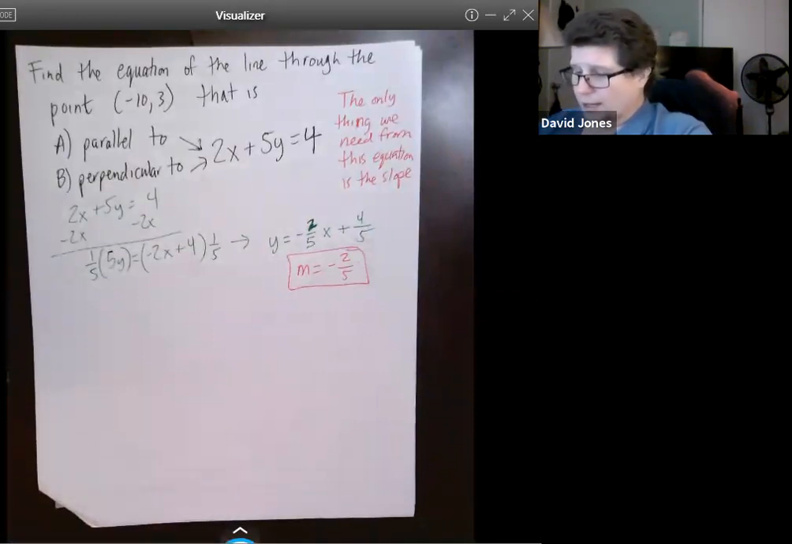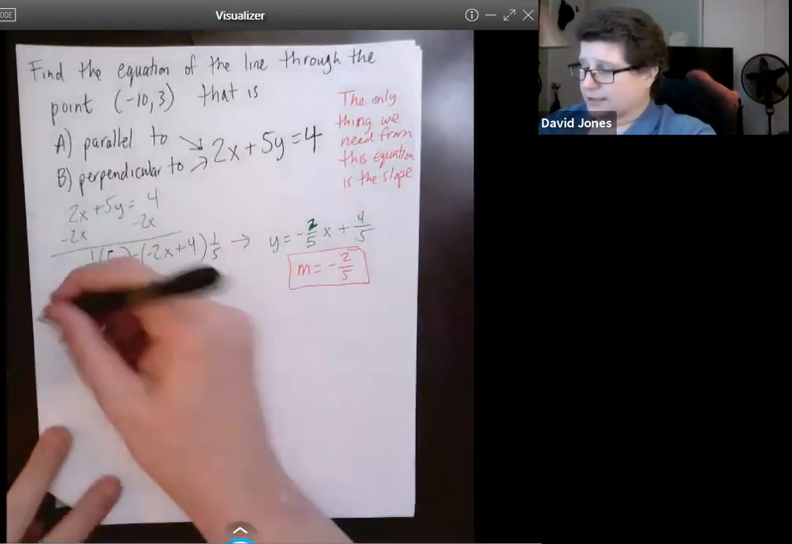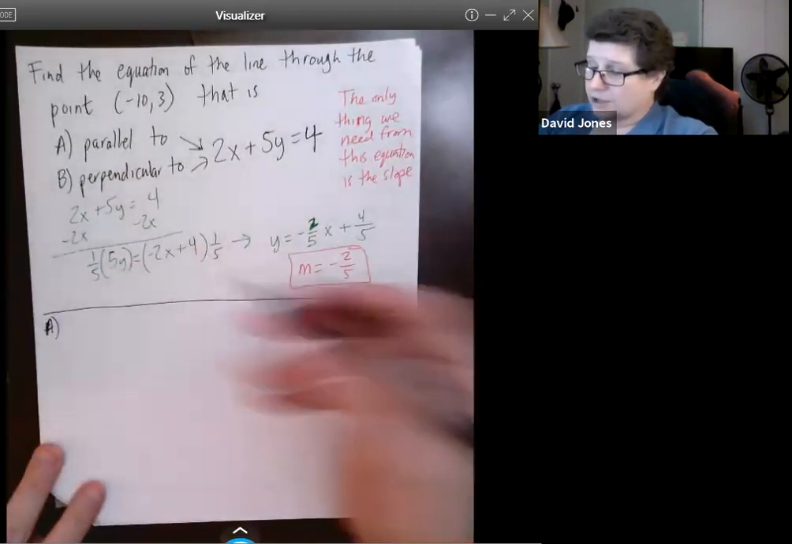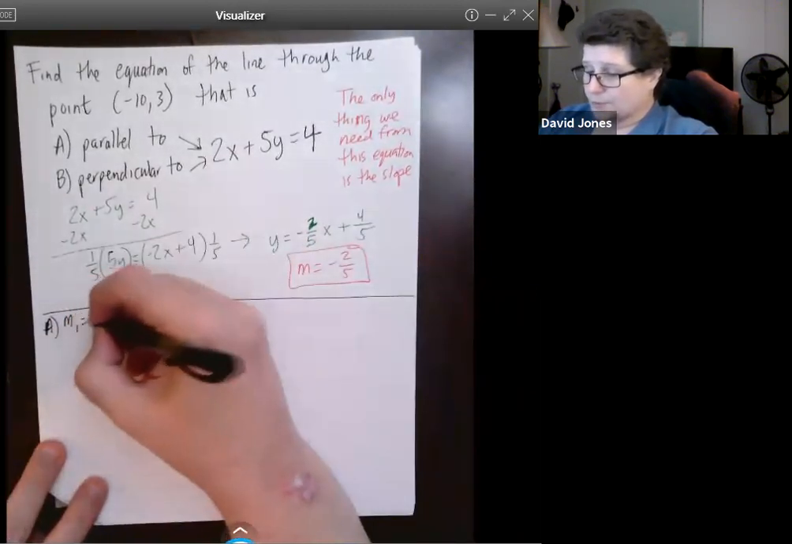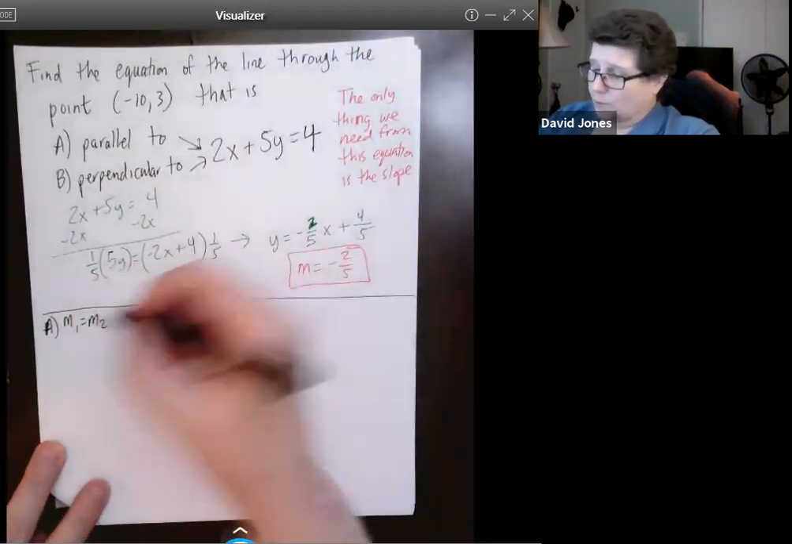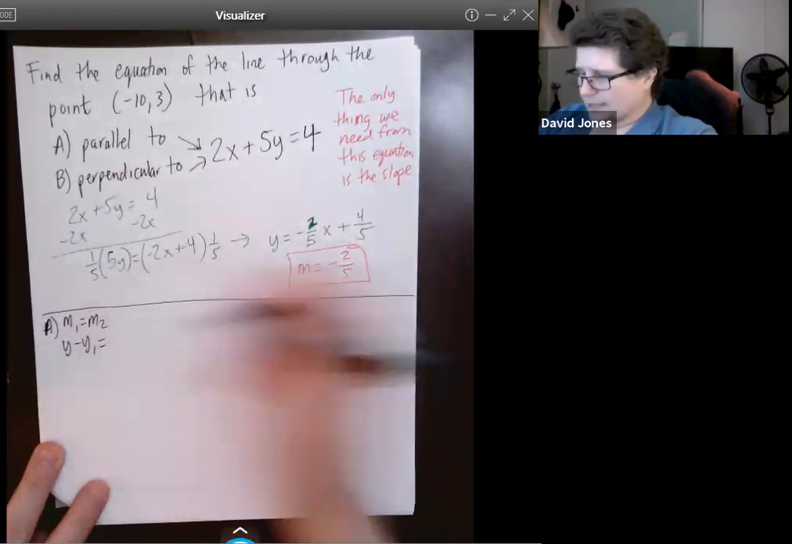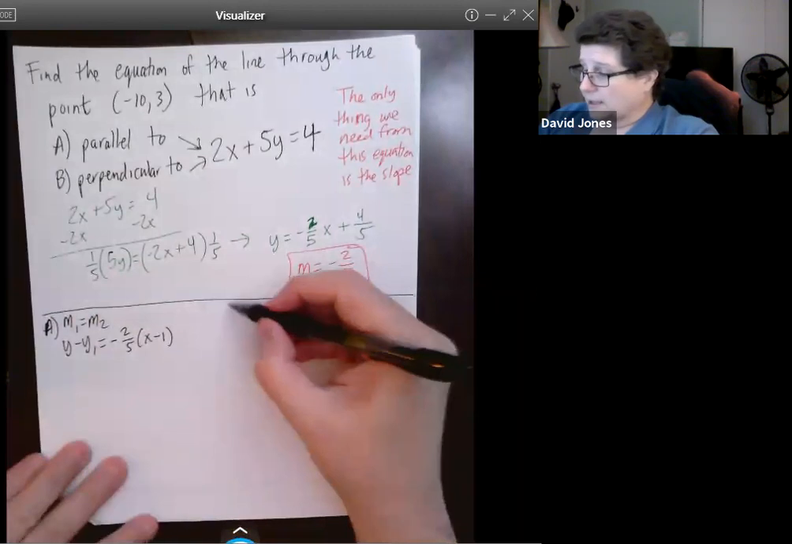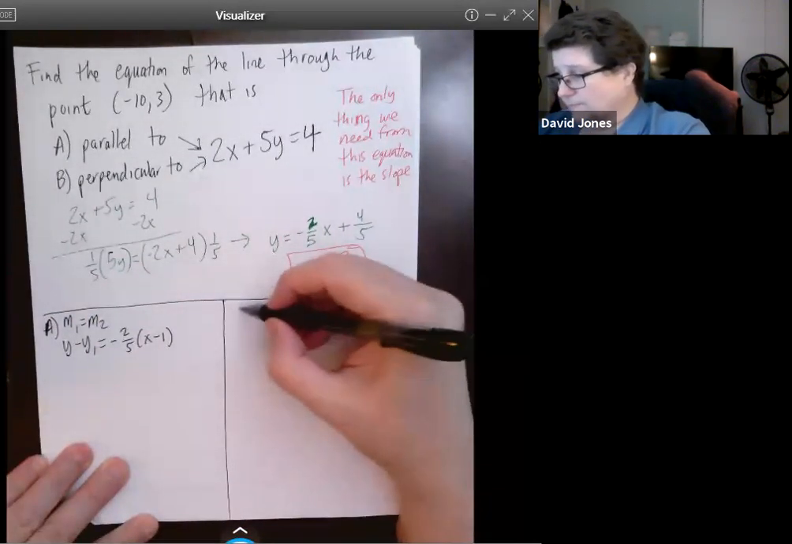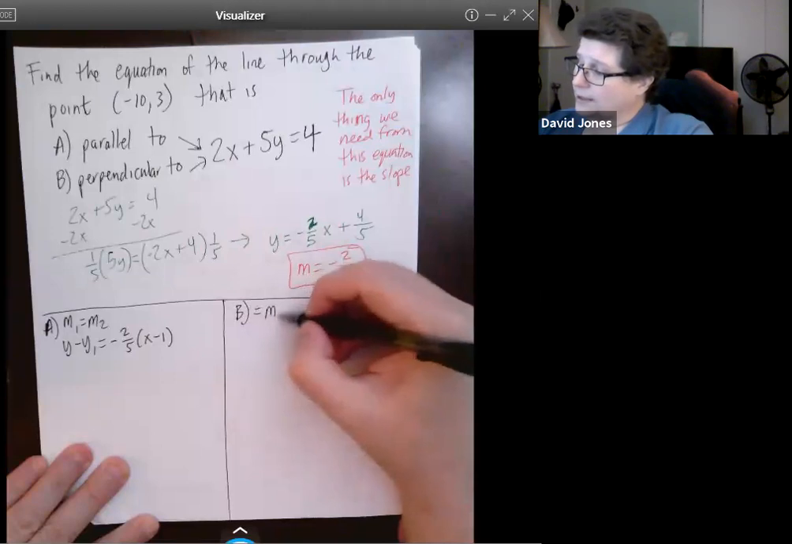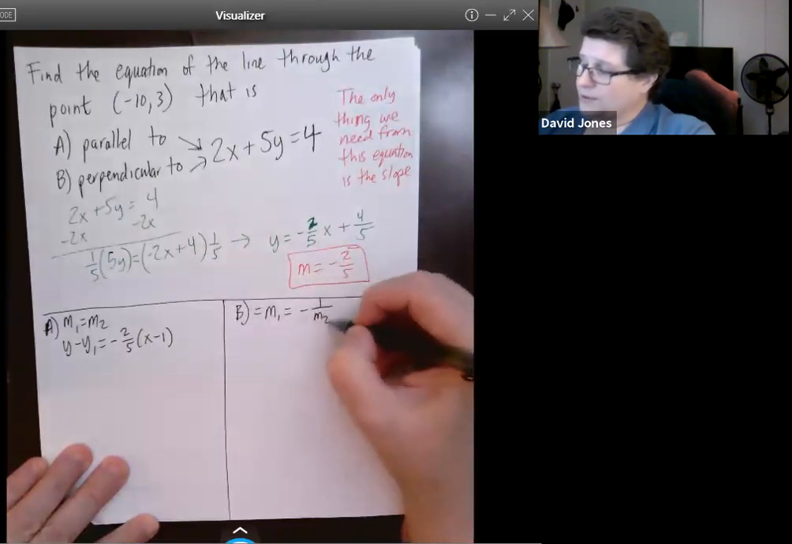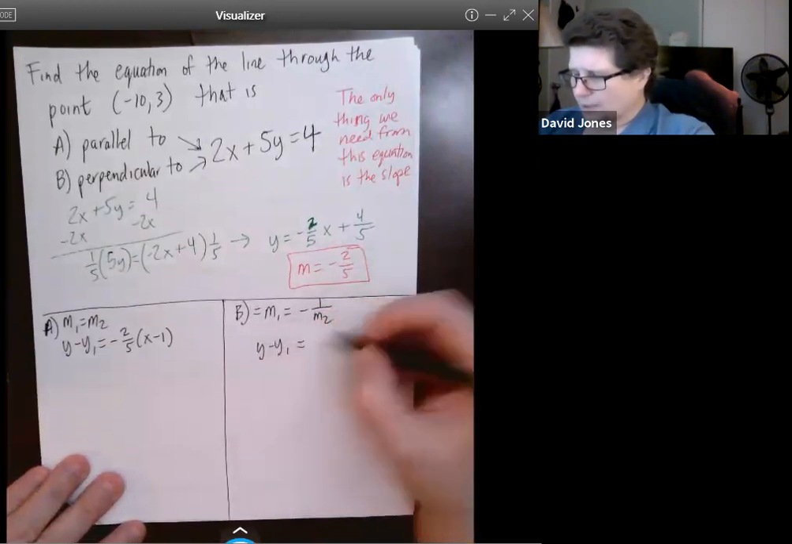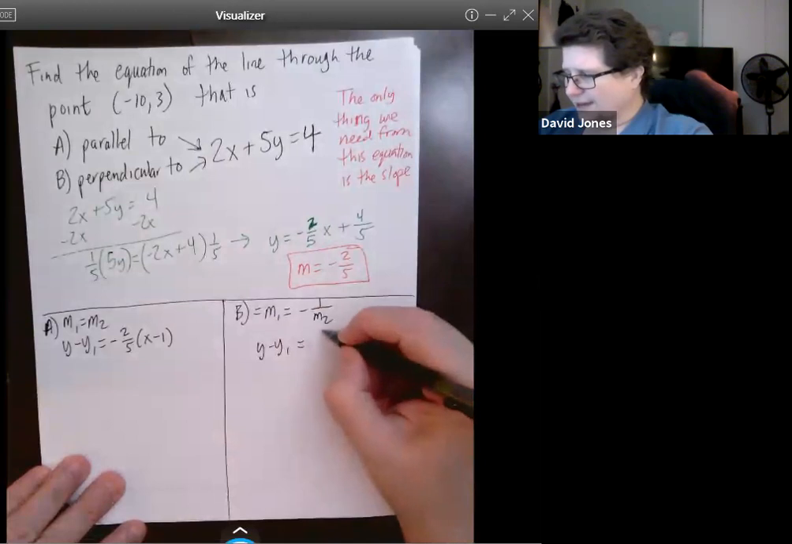So if I want to do the parallel line, let's look at both things. We'll do the parallel line first. The slope is the same, m1 equals m2. So I've got y minus y1 equals m, which is -2/5 times x minus x1. The only difference when we get to the perpendicular one is m1 is equal to -1 over m2, the negative reciprocal. So I'm going to use y minus y1 equals, I'll flip it over and I'll have 5 halves.